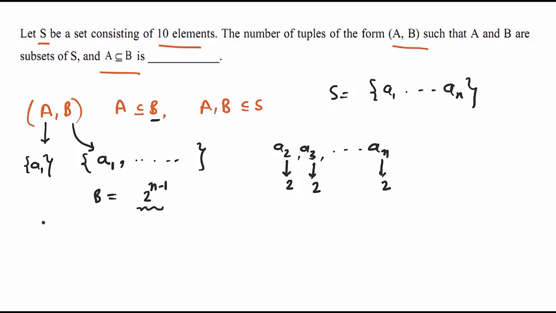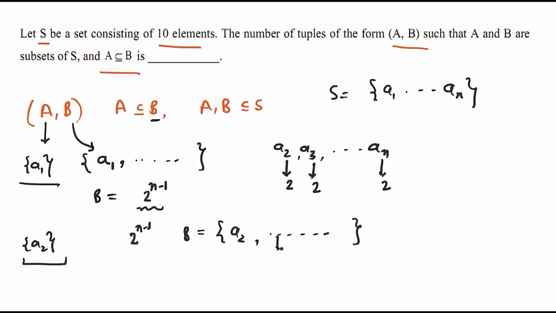But A might have only A2, right? Here it is having only A1, but if it is having only A2, then also we have 2 power n minus 1 possibilities, right? Because in that case B must have A2, and for the remaining elements we have two choices. For every element we have two choices. So that's why total 2 power n minus 1 possibilities for B, right?